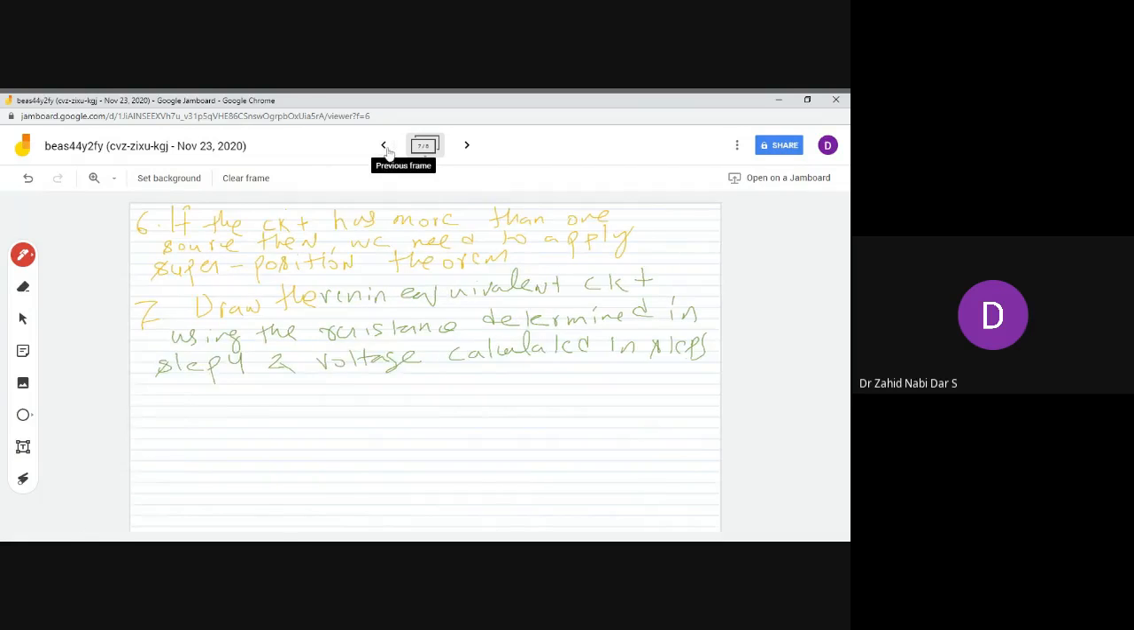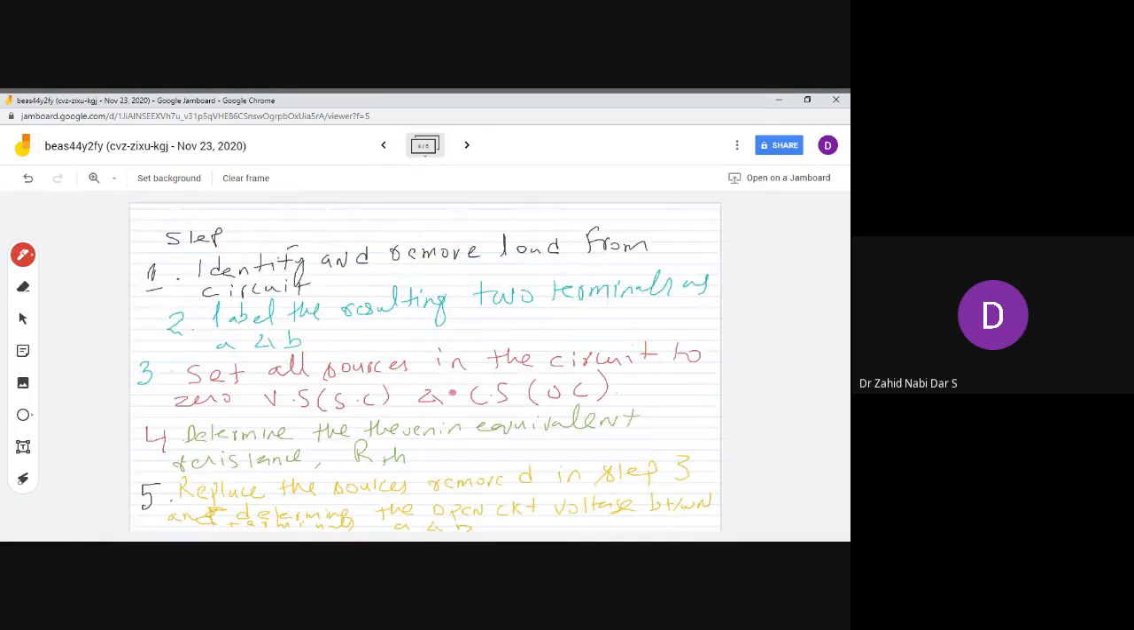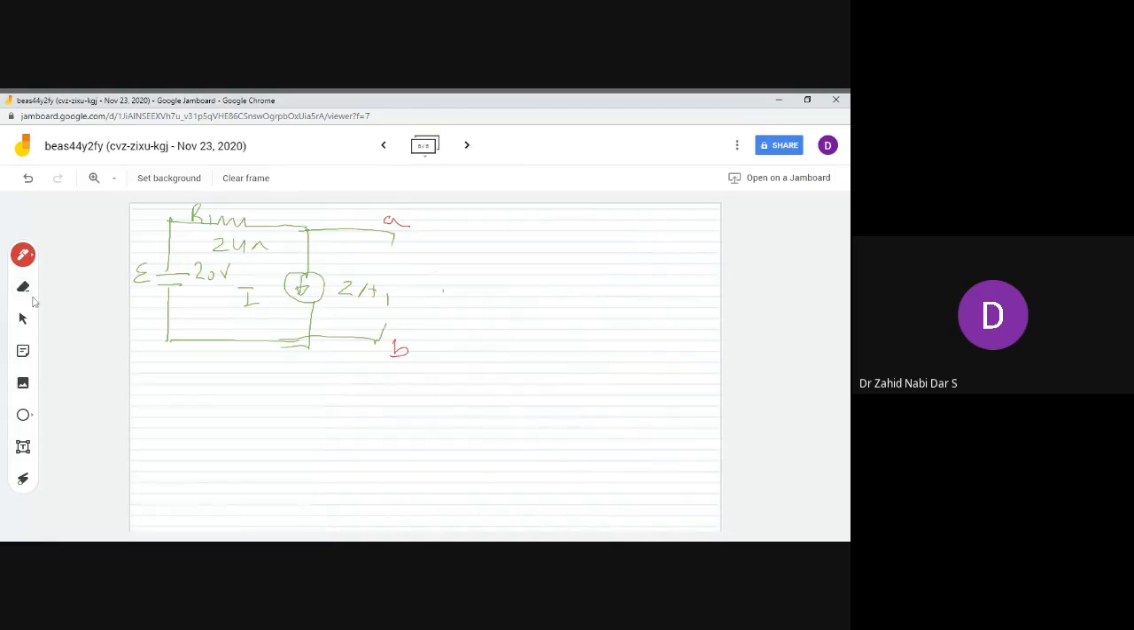We can write X and Y, anything. Then set all sources in the circuit to 0. Setting all sources to 0 means you have to short circuit the voltage source here, and you need to open circuit the current source. So this has been open circuited.